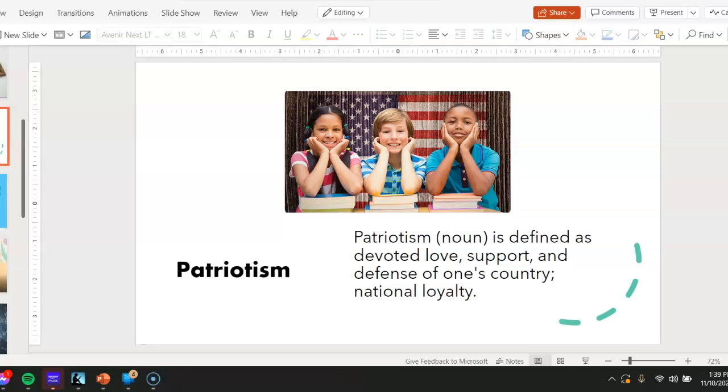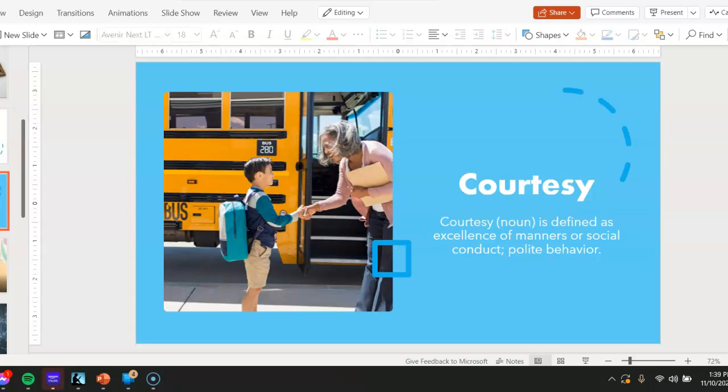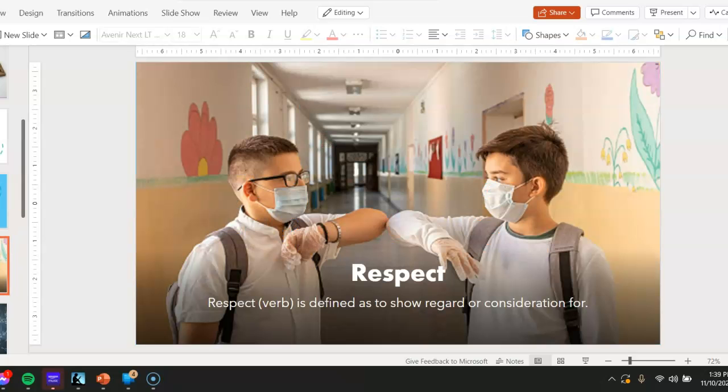Patriotism, a noun, is defined as devoted love, support, and defense of one's country, national loyalty. Courtesy, a noun, is defined as excellence of manners or social conduct, polite behavior. Respect, a verb, is defined as to show regard or consideration for.